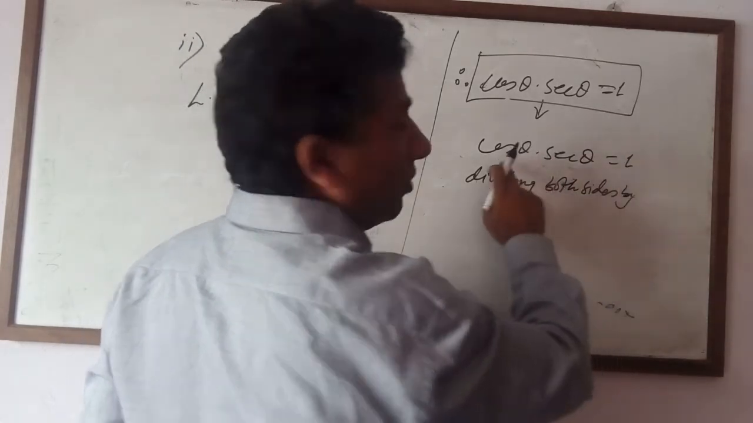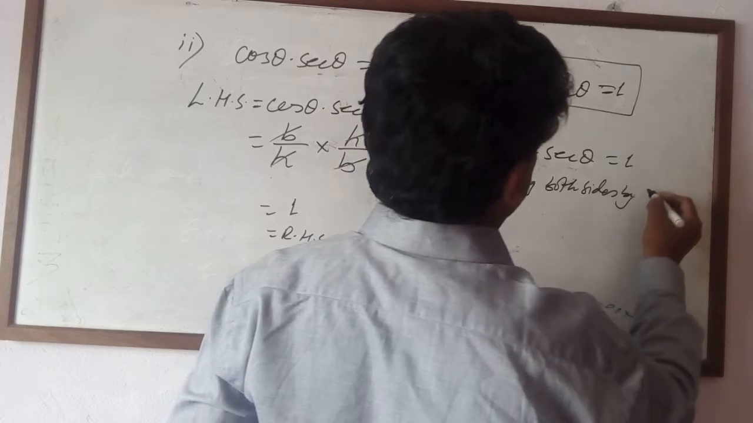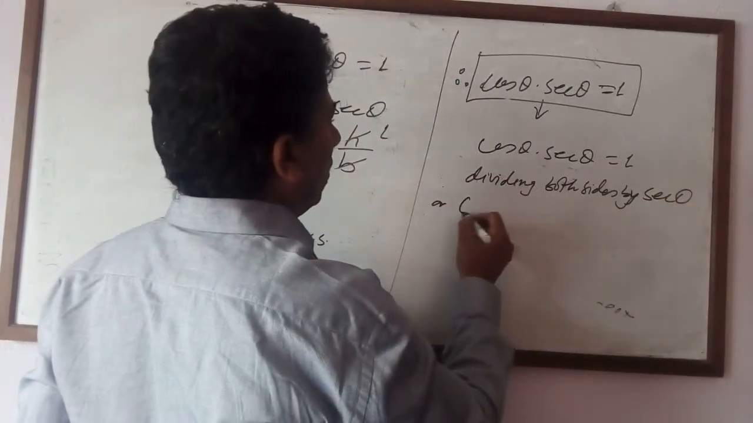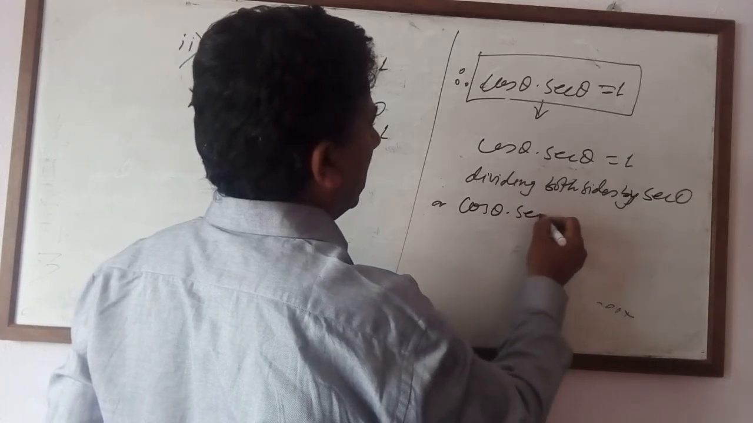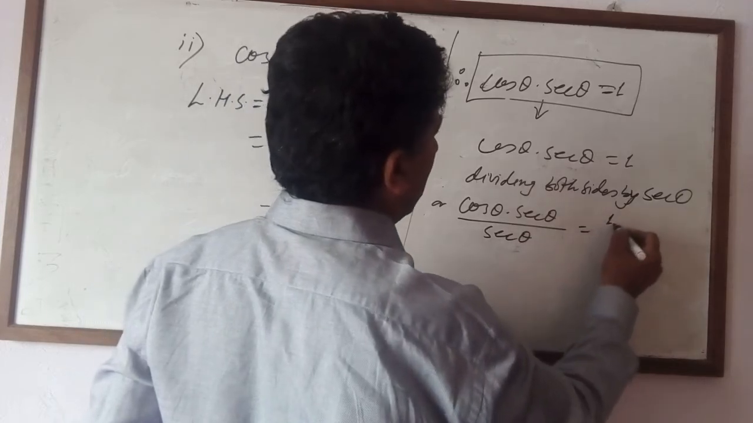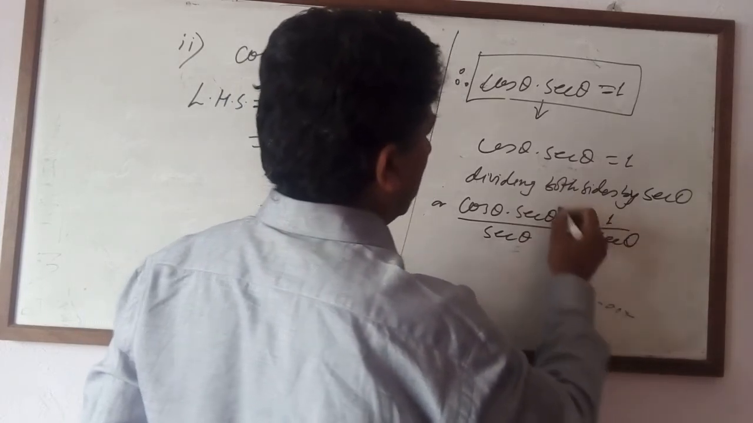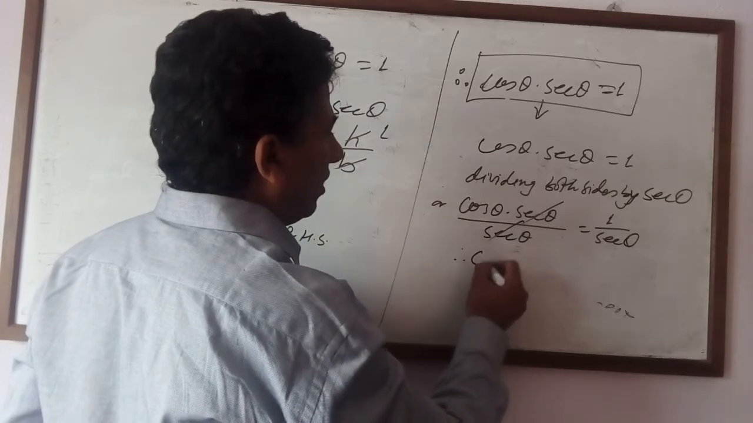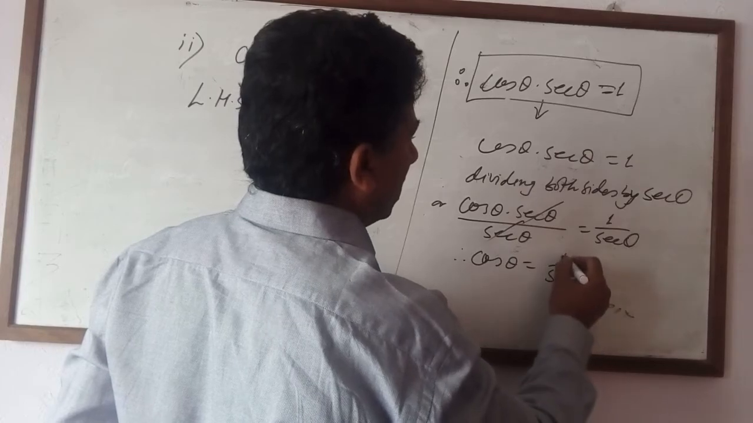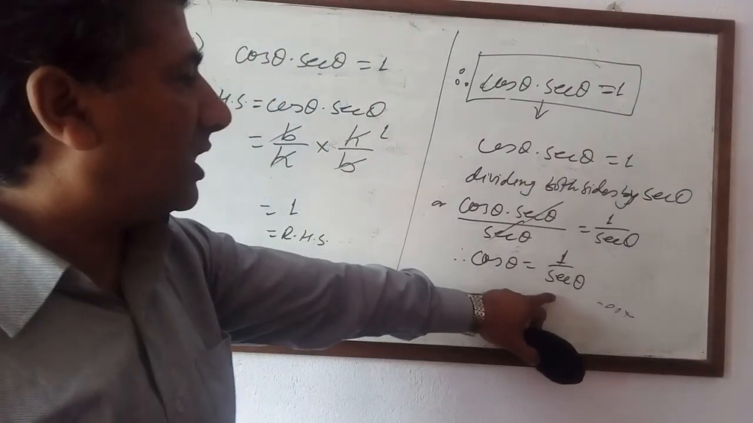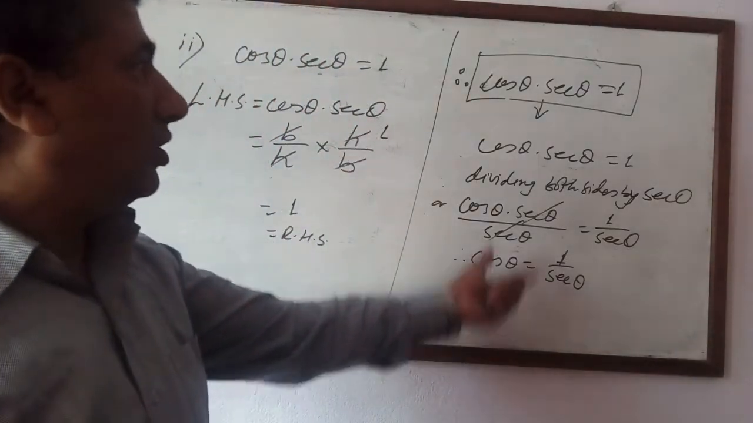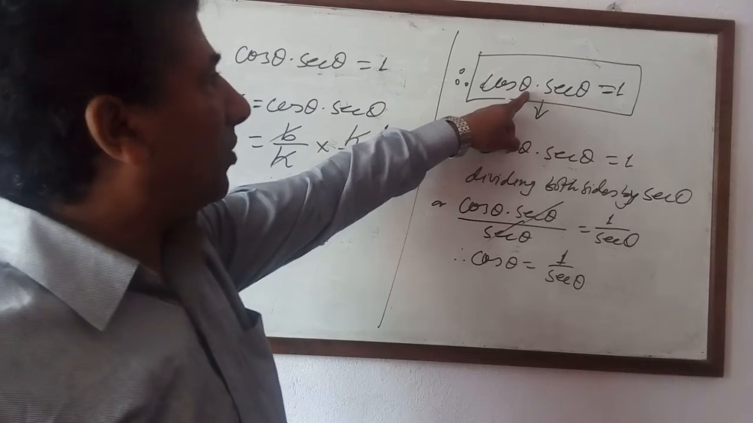Which one do you want to remove? Dividing both sides by sec theta, then it will be cos theta times sec theta by sec theta equals 1 by sec theta. Sec theta cancels. What is the remaining? Cos theta equals 1 by sec theta. What does 1 by sec theta mean? The reciprocal of sec theta.